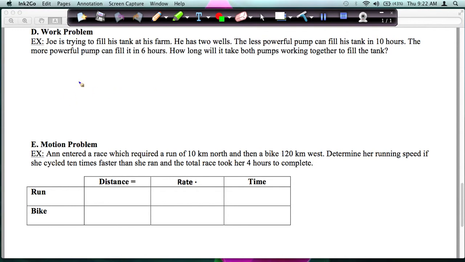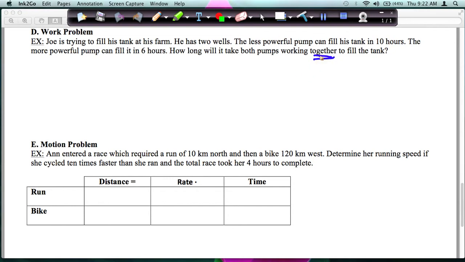This is when you have something, for example, Joe is trying to fill his tank at his farm, and he has two wells. He has a less powerful one that takes 10 hours to fill it, and a more powerful one that takes 6 hours. How long will it take both pumps working together to fill the tank? So in this case, it's a work problem. I want to know how long it should take if they work together.